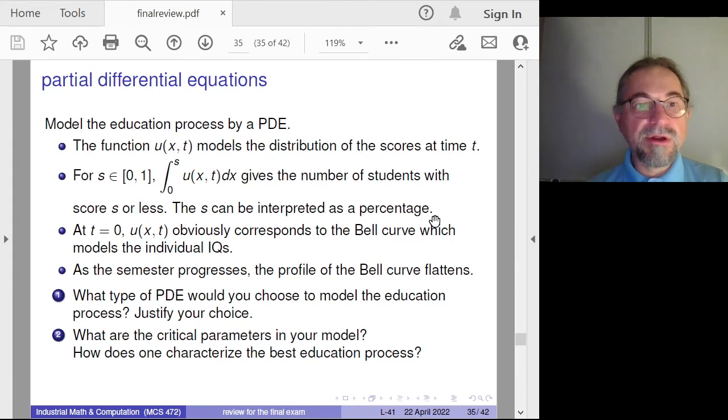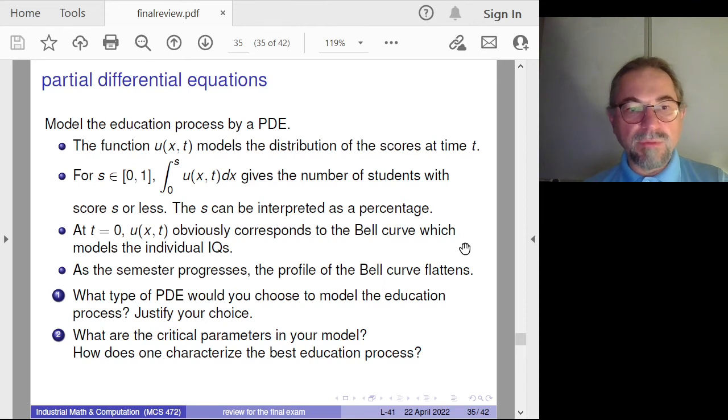So we have a cumulative probability density function where, when the score range goes between 0 and 1, we can interpret this as a percentage. At the beginning of a course, suppose that we were so cruel as to give the final exam on the first lecture, on the first day of classes, then the scores would most likely correspond to the bell curve that mostly reflects the individual capabilities, which, say with IQ, is normally distributed.